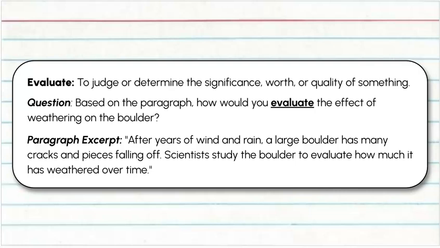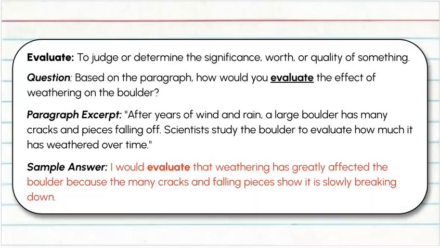Well, in our paragraph, we saw that after years of wind and rain, a large boulder has many cracks and pieces falling off. Scientists study the boulder to evaluate how much it has weathered over time. So, how would you evaluate the effect of weathering on that? From that piece of text, we would say, I would evaluate that weathering has greatly affected the boulder because the many cracks and falling pieces show it slowly breaking down. So we judged and determined how weathering affects the boulder. And of course, we use that word evaluate in our answer. We want to use the question to start our answer off.